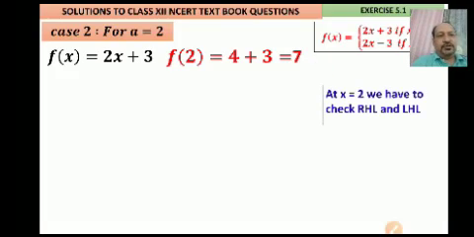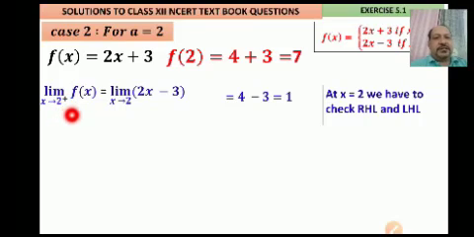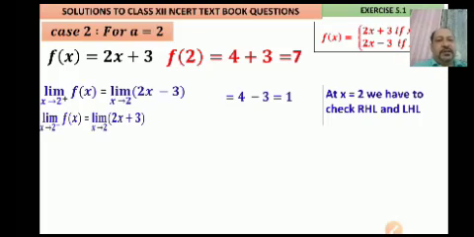At x equal to 2, we have to check RHL and LHL. Limit x goes to 2 positive, f of x equal to limit x goes to 2, 2x minus 3. It means 4 minus 3 equal to 1. Limit x goes to 2 negative, f of x equal to limit x goes to 2 negative, 2x plus 3, equal to 4 plus 3 equal to 7.